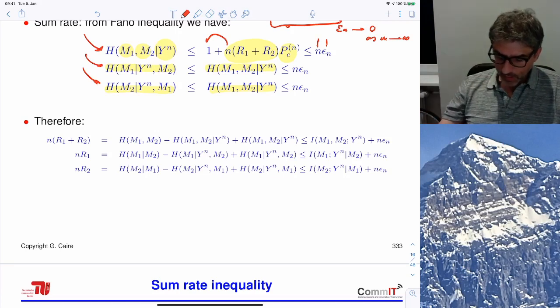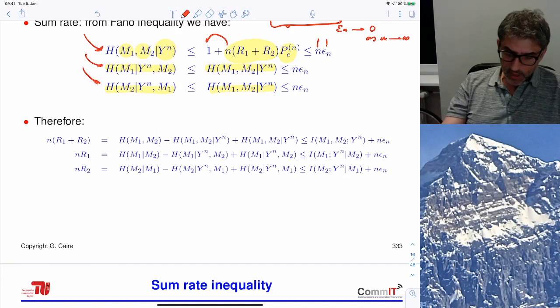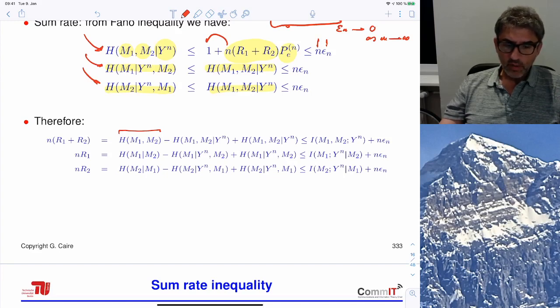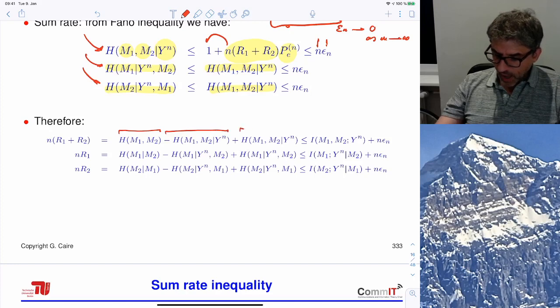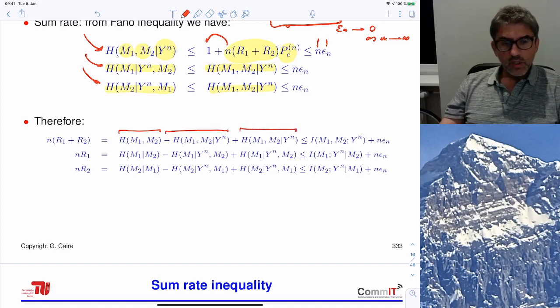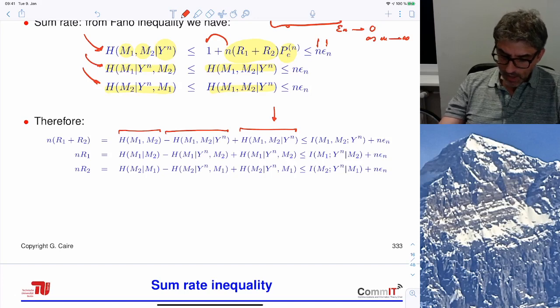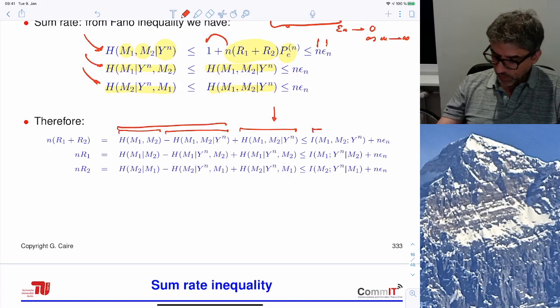At this point, by very simple adding and subtracting, we can write the following. n times (R1 + R2) is the joint entropy of M1, M2, because they are uniformly distributed over their message sets and they are independent. Then I subtract and add this conditional entropy, such that eventually this term is very small, smaller than n epsilon_n, and this difference gives me this mutual information.